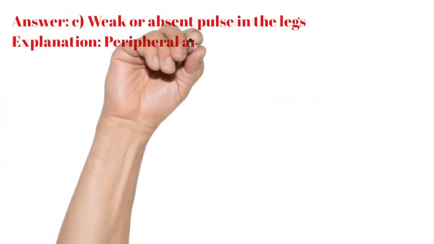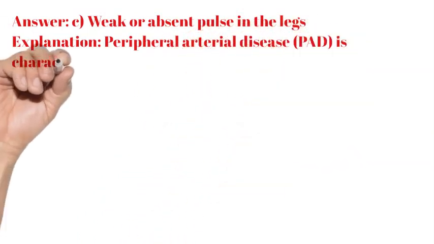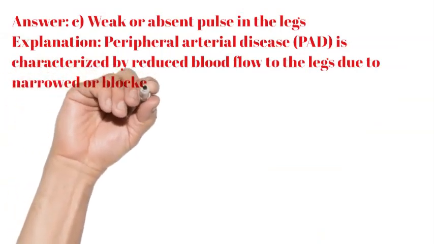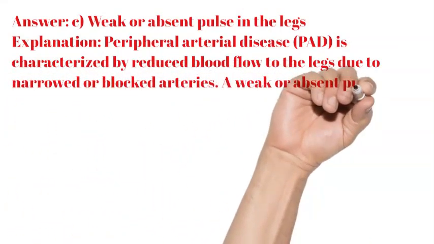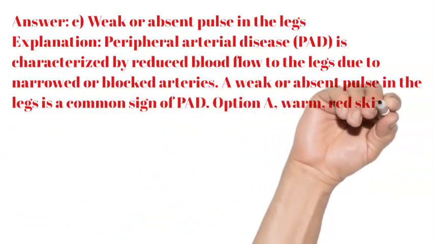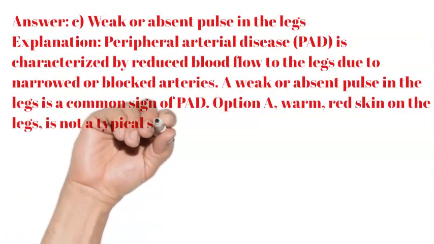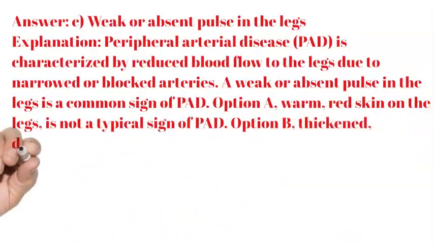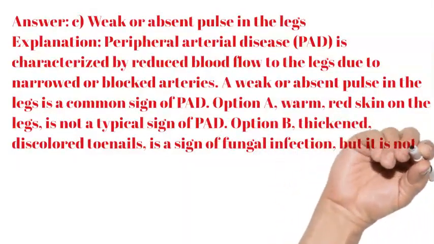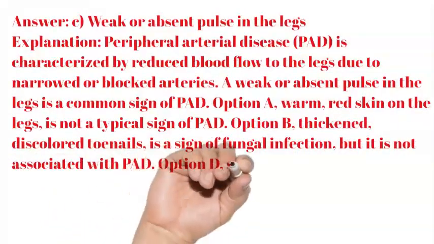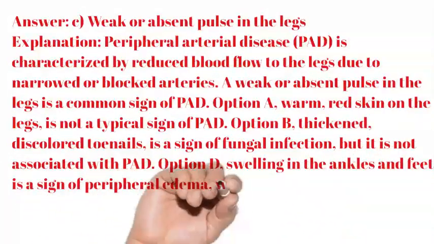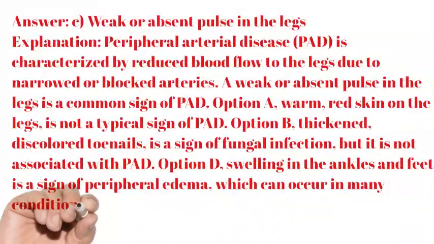Explanation: Peripheral arterial disease, PAD, is characterized by reduced blood flow to the legs due to narrowed or blocked arteries. A weak or absent pulse in the legs is a common sign of PAD. Option A, warm, red skin on the legs, is not a typical sign of PAD. Option B, thickened, discolored toenails, is a sign of fungal infection, but it is not associated with PAD. Option D, swelling in the ankles and feet, is a sign of peripheral edema, which can occur in many conditions, but it is not specific to PAD.